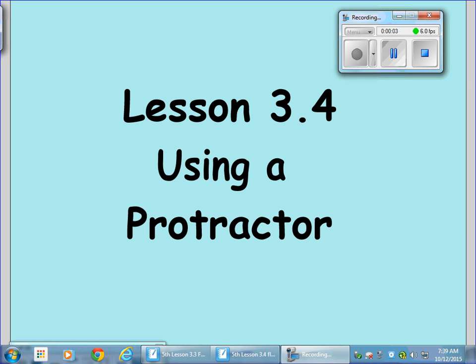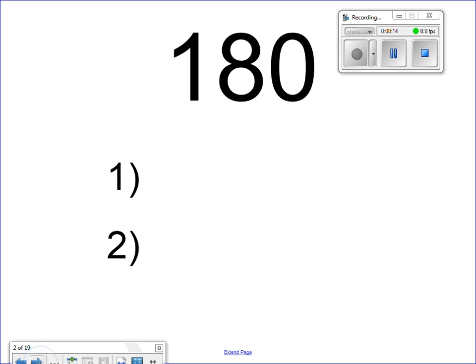Tonight we're going to be working with how to use a protractor. So tomorrow when you come into school, you're going to be having a protractor. I wanted you to bring home the protractor so you could take a look at it while you're watching this video tonight. So let's see how we're going to do this today.